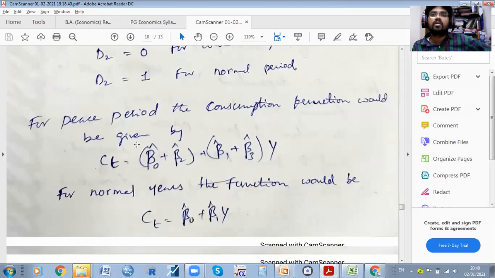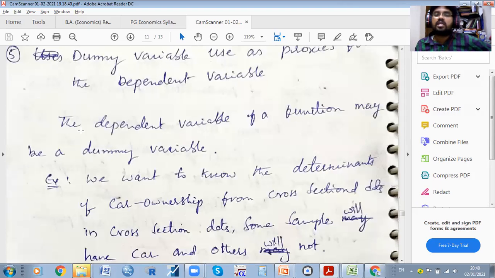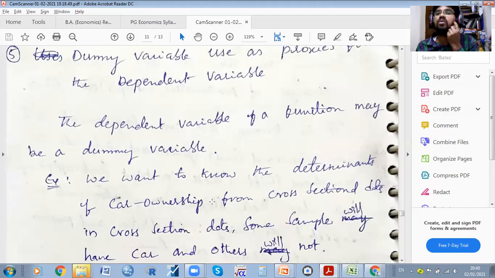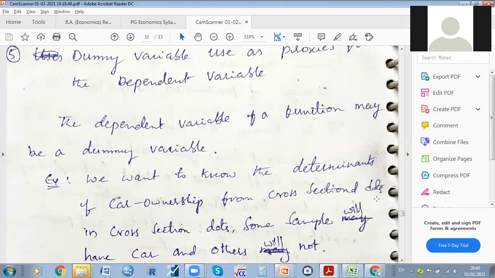So for example, if we want to know the determinants of car ownership, if you want to study what the determinants of car ownership are, that is, if you have a car, what factors determine having the car? For example, if you have a car, we can find out the reasons. That is called determinants of car ownership from cross sectional data, which is data at a point of time.